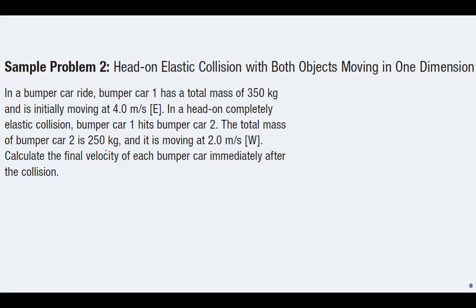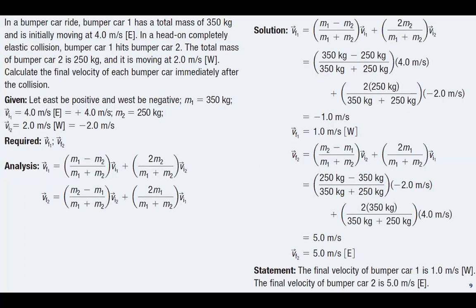Okay, so basically the method is the same as the previous question, right? Except that the initial velocity of the second ball or second car is not 0 in this case. So we can again let east be the positive direction and west be negative. Then the mass of the first car, m1, equals 350 kilograms. The initial velocity of the car is 4.0 meters per second.